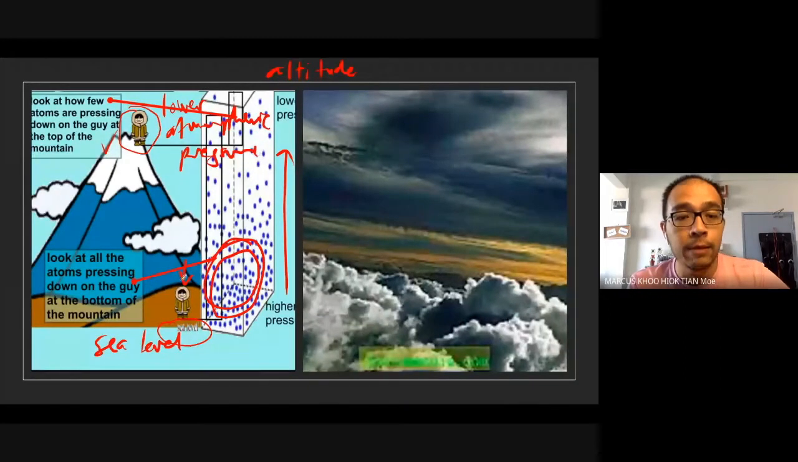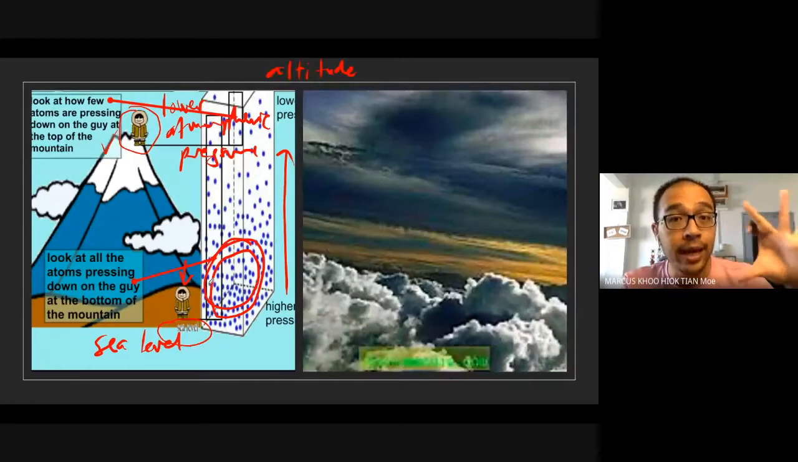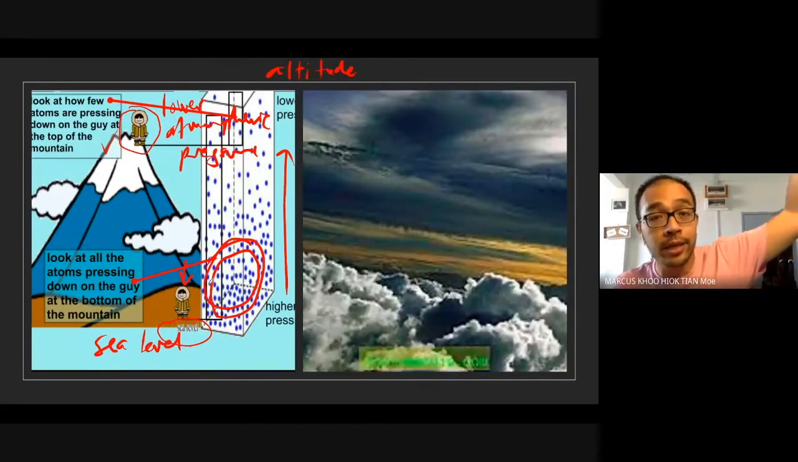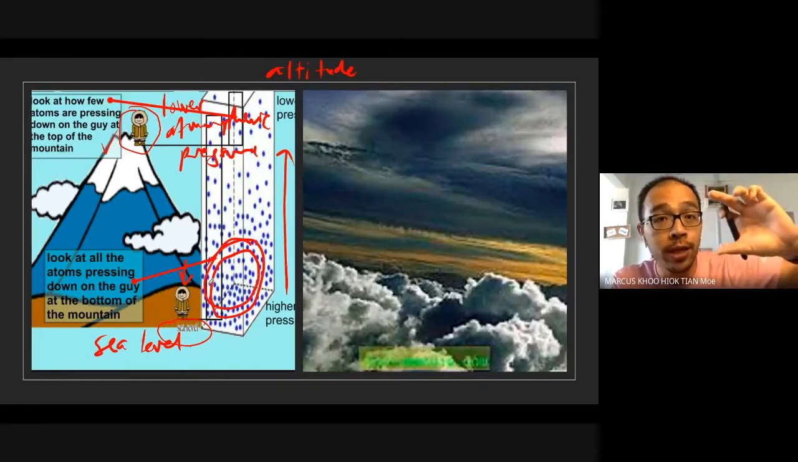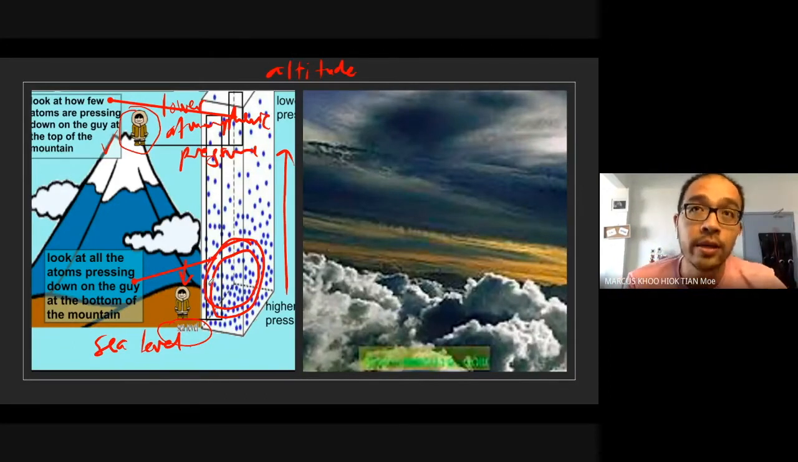Okay, manakala the person at the bottom over here, he experiences a higher atmospheric pressure. So the altitude makes a difference. The bigger the altitude, the lower the atmospheric pressure. I repeat, the bigger the altitude, maksudnya kau makin berada di tempat yang tinggi kan, okay, your atmospheric pressure will be lesser.